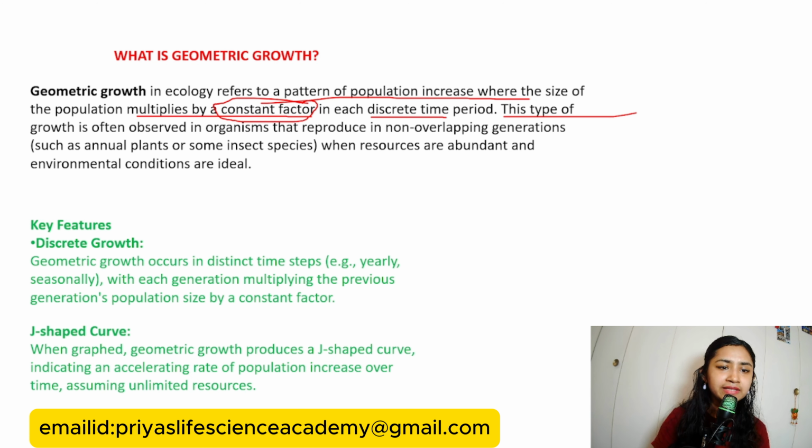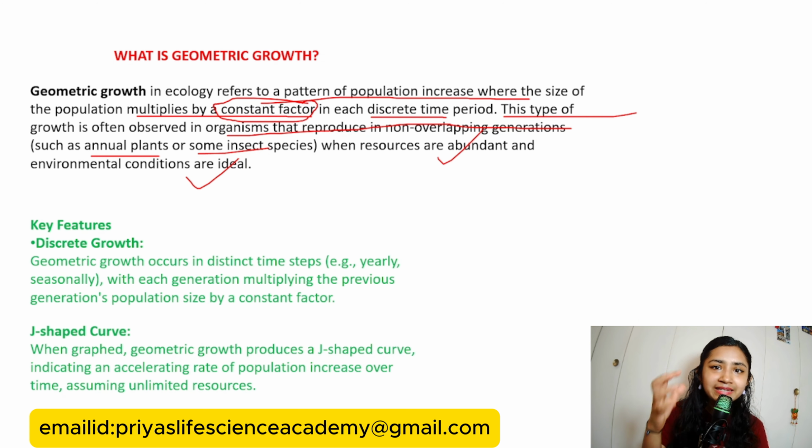This type of growth is often observed in organisms that reproduce in non-overlapping generations. There is no overlapping generation present. It happens in annual plants and some insects, where resources are abundant and environmental conditions are ideal. Much like exponential growth, where resources were unlimited and the environmental conditions were very good, very ideal, as is the case in geometric growth. But what's the difference? The difference is that they multiply in discrete time periods and by a constant factor. We will understand these terms much more clearly as we go through the full lecture.